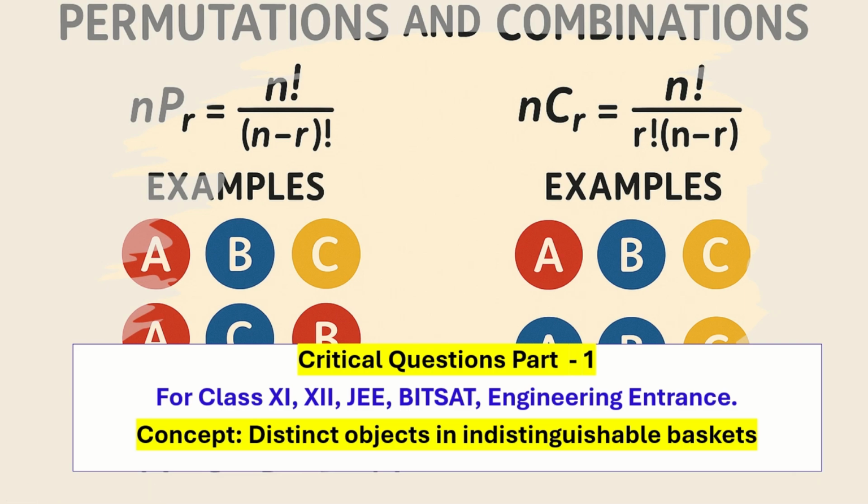Let's do the critical problems from permutations and combinations. This is class 11th JEE or engineering entrance exam preparation. Along with these five critical questions, we will also learn the concept of distinct objects in indistinguishable baskets. We'll learn more when we come to that. Let's start the questions first.